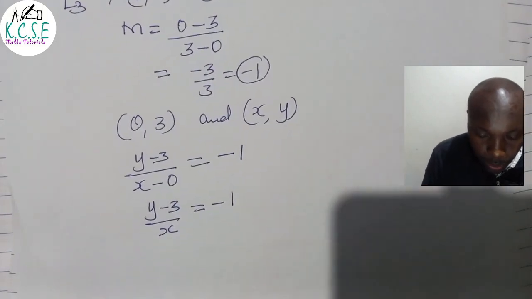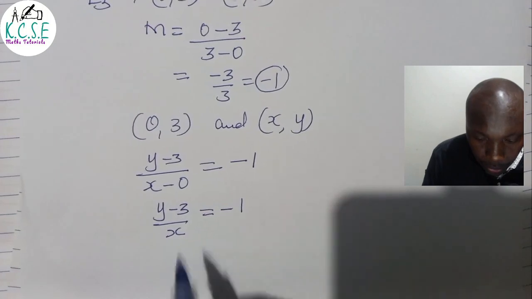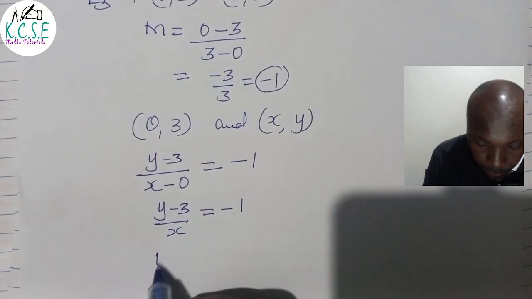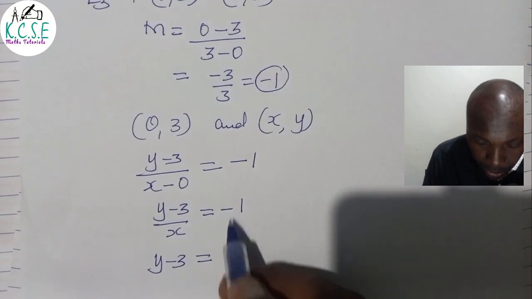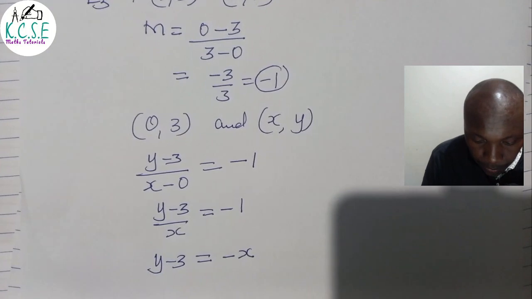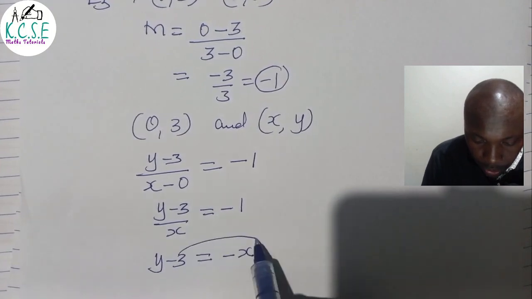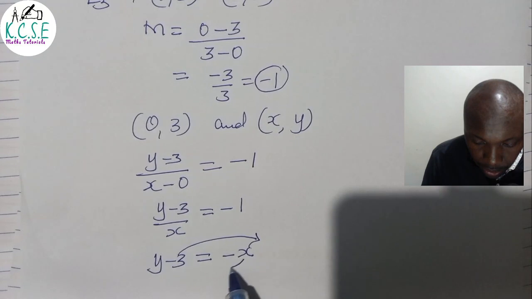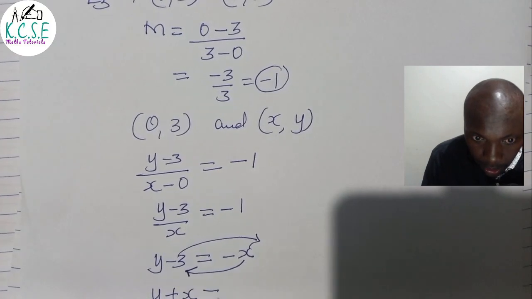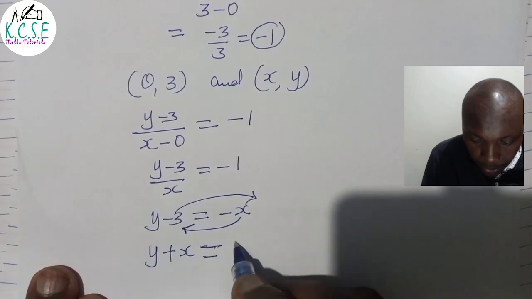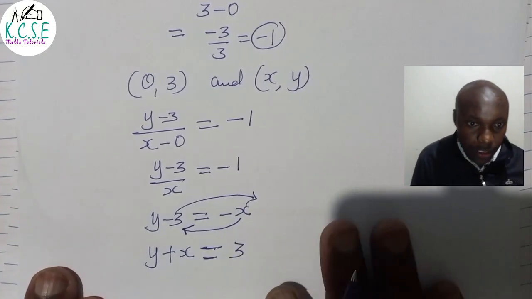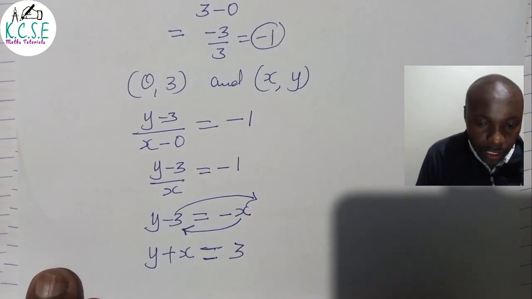So this will give y subtract 3 divided by x is equal to -1. When you cross multiply these, you get y subtract 3 is equal to x multiplied by -1, which gives -x. Then from there you can take -3 to the right side, and -x to the left hand side. So you get y plus x is equal to 3. So this is the equation of that line.